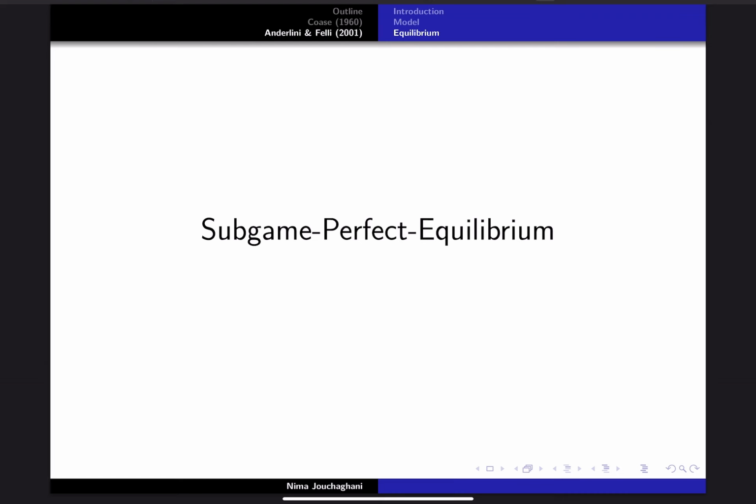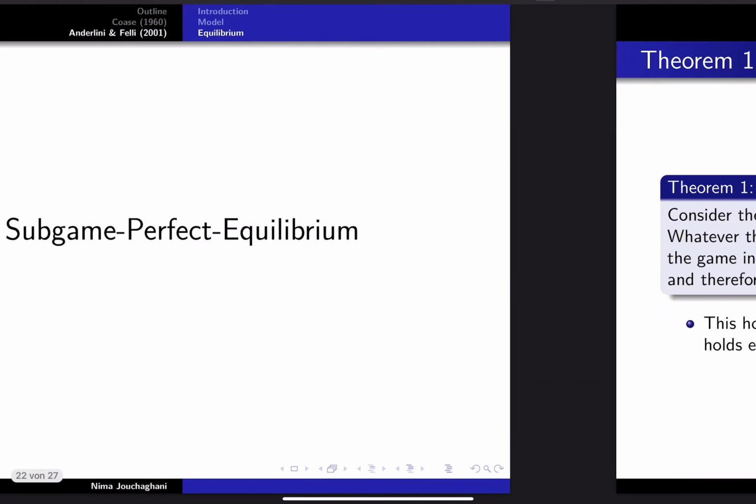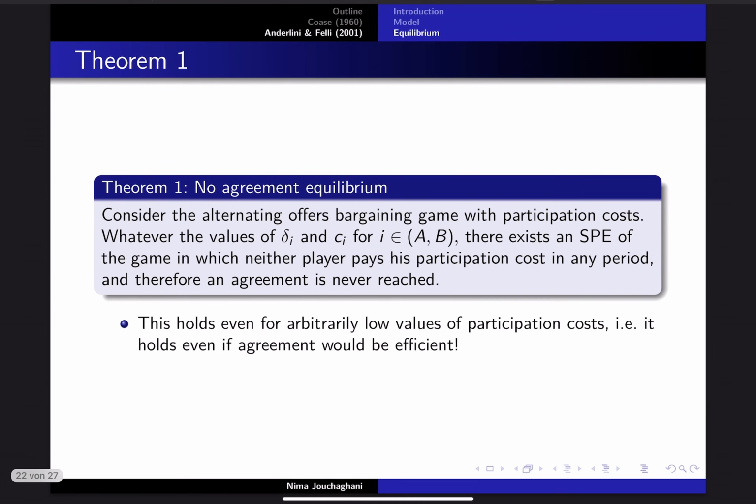So the model, as the model of Rubinstein, will be solved by subgame perfection. So we will solve the game by backwards induction, basically. And now I will go to the theorems of the paper, so the results of the paper.